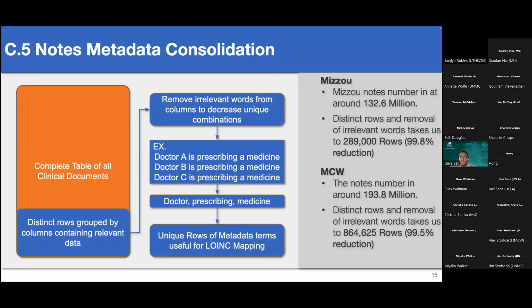And here again, I'd like to reiterate that we don't do this process for each individual note, but for the set of metadata. On the left, you can see that the size of our sample decreases greatly when we're not looking at every note, but instead group them. For Mizzou, it takes their set down from 132 million to just 289,000 rows, and you see similar results down below for MCW.